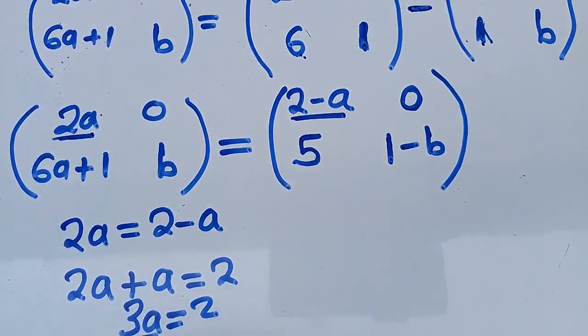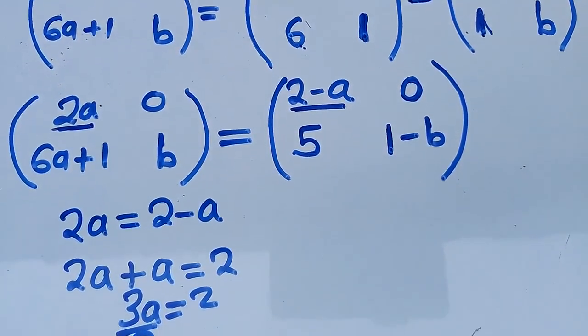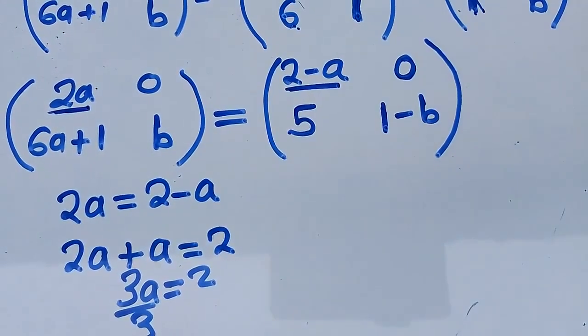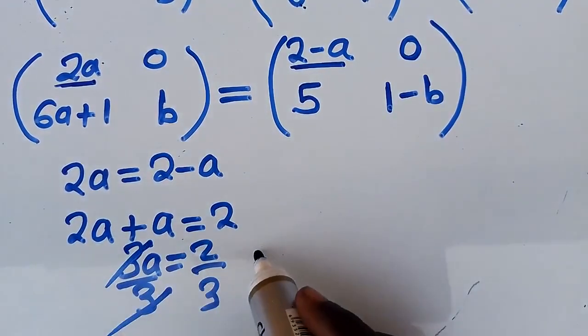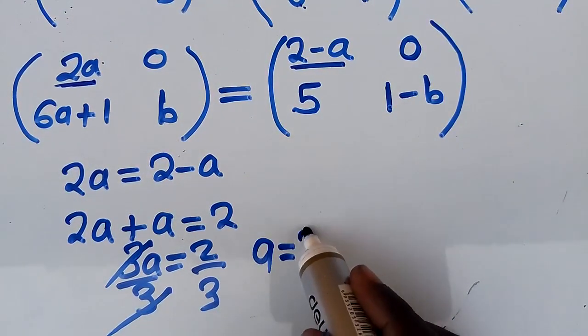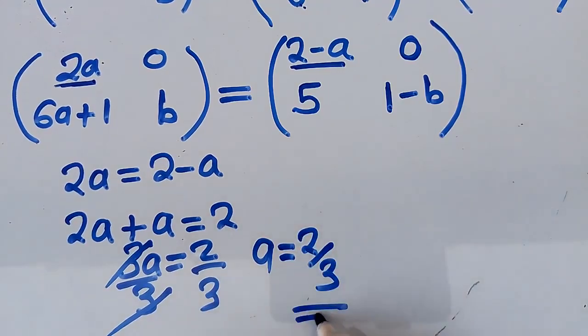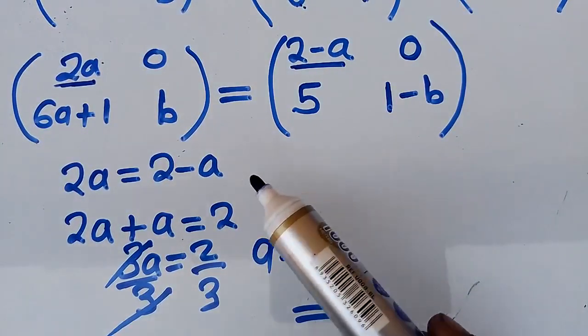So divide by 3 both sides. If I divide by 3 both sides, what am I going to have? Over 3 over 3. This cancelled. So my a is equal to 2 over 3. I've answered. This is the value of a. A is equal to 2 over 3.